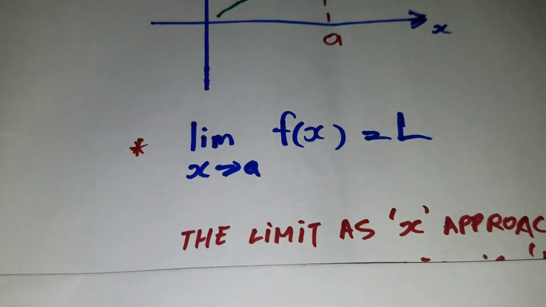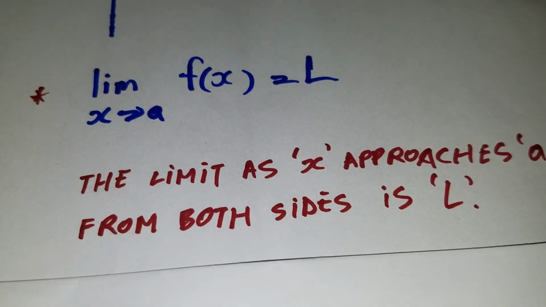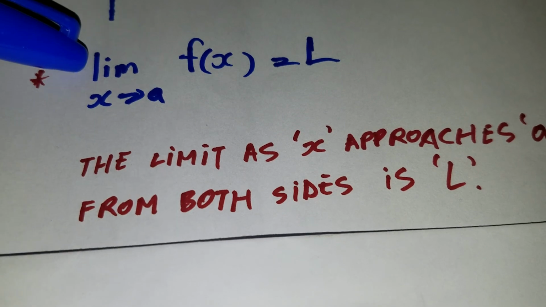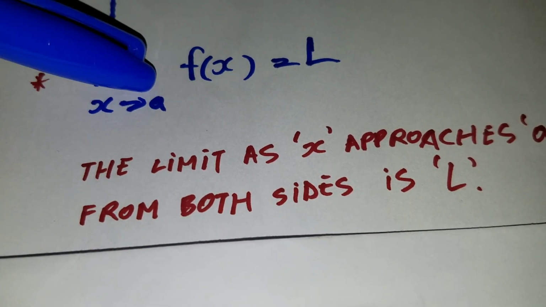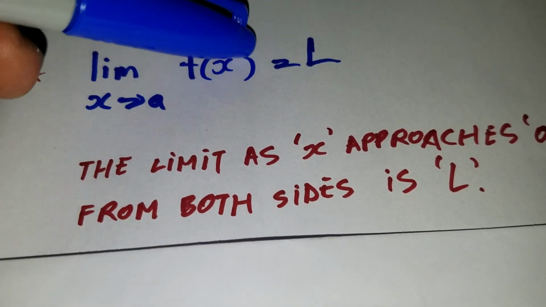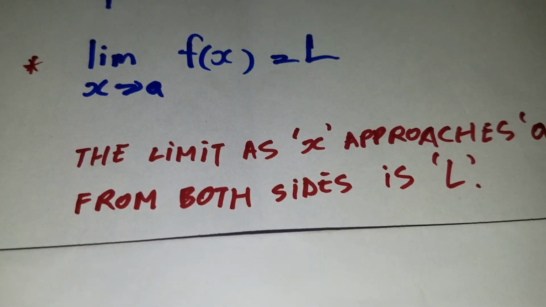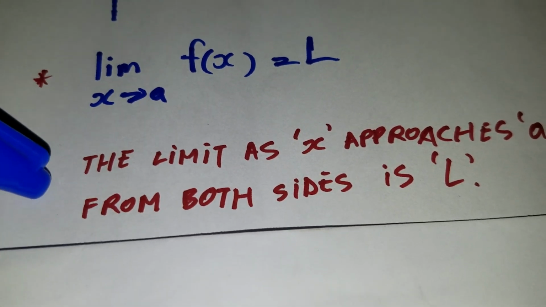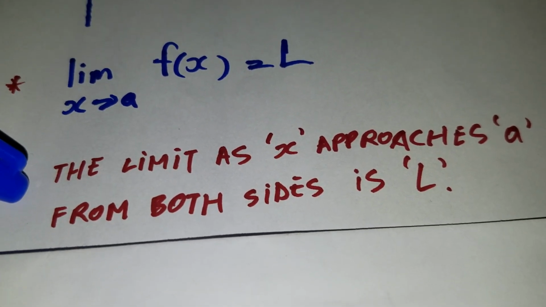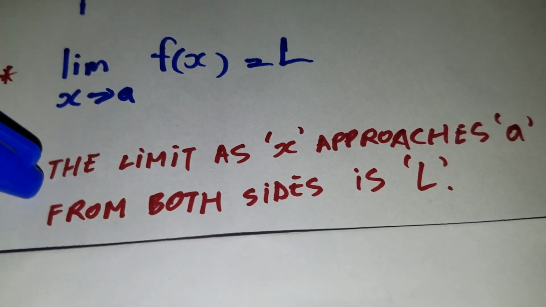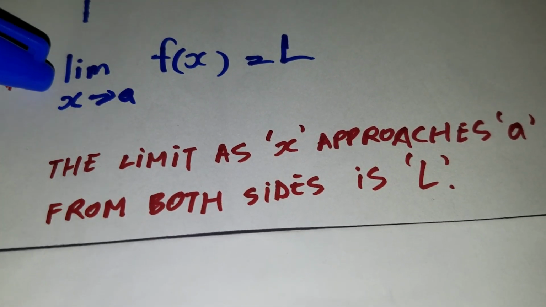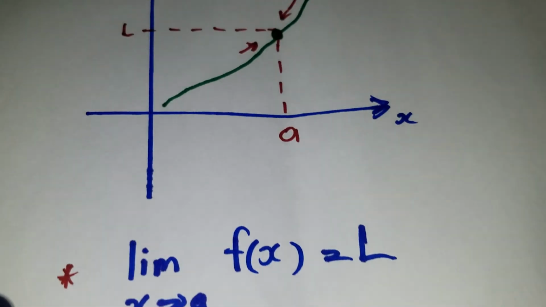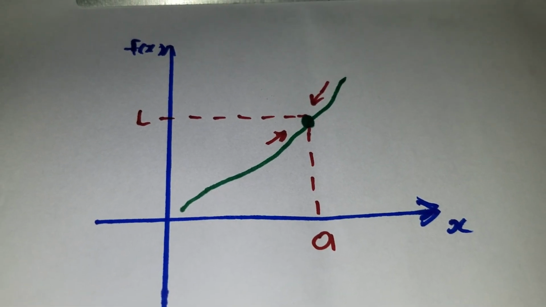Now, in limit notation, this is how a limit is usually represented. So this literally means the limit as x approaches A from the left or the right of the function is equal to L. So this is basically a notation of what the words down here are representing. The limit as x approaches A from both sides is L. And this can be summarized by writing it in the notation as we see here. So this is basically what a limit is and how it can be represented graphically.